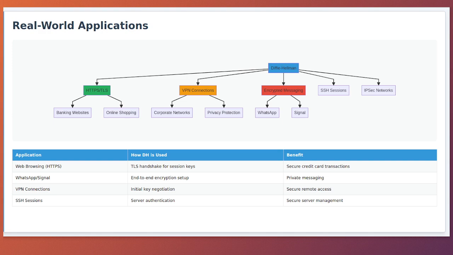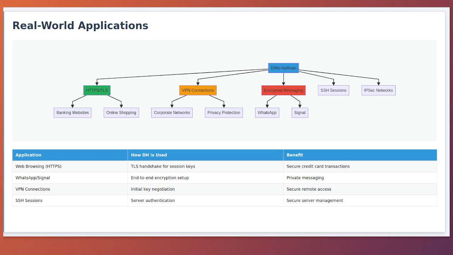SSH, Secure Shell. If you have ever connected to a remote server using SSH, Diffie-Hellman was likely used to establish the initial secure connection. It is part of what allows system administrators and developers to securely manage servers from anywhere in the world.